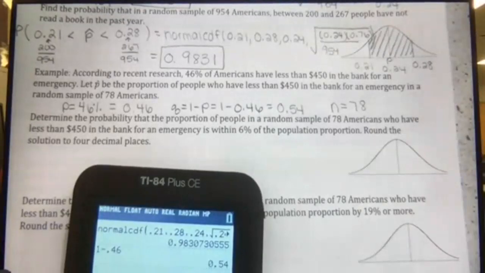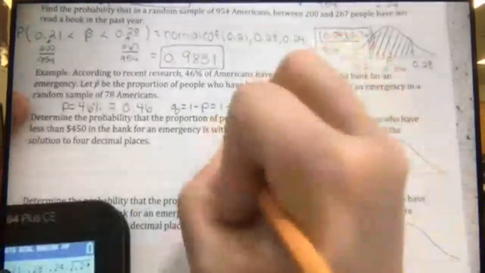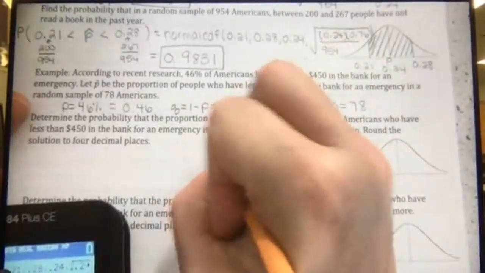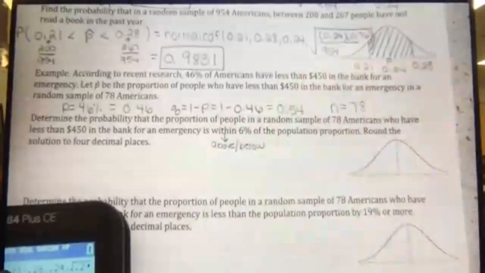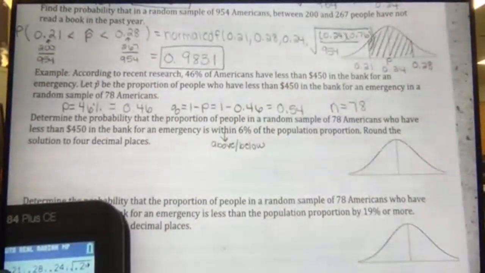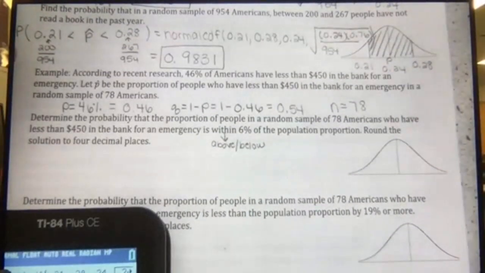Determine the probability that the proportion of people in a random sample of 78 Americans who have less than $450 in the bank for an emergency is within, here comes this within word again. Remember, within means above and below, 6% of the population proportion. Round to 4 decimal places. All right, so just like we did before.